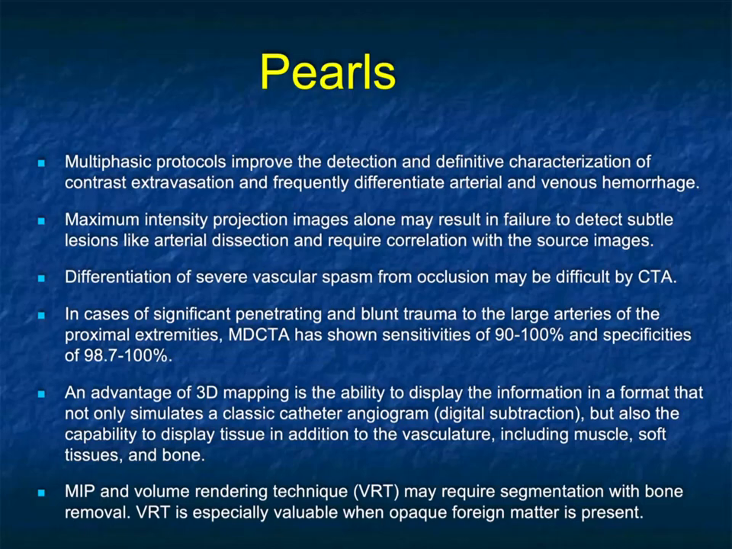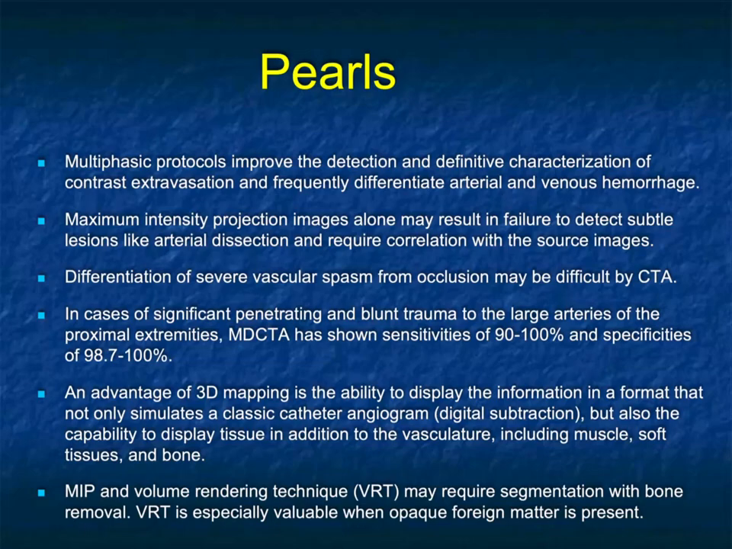In cases of significant penetrating and blunt trauma to the large arteries of the proximal extremities, CT sensitivity is in the high 90% range and specificity approaching 100%. An advantage of 3D mapping is the ability to display the information in a format that not only simulates a classic angio for the surgeon, but also the ability to add soft tissue and muscle and bone, really give the surgeon everything they need to see.